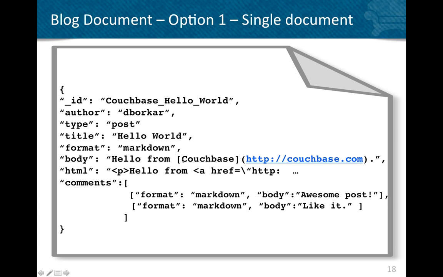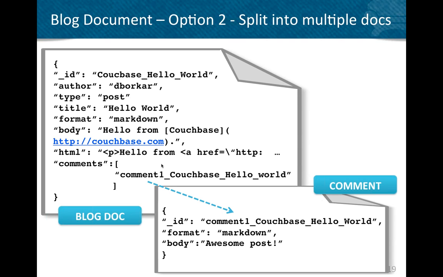Option 1. In option 1, you have all the information stored in the same document. Here you see the typical attributes that you might see in a blog document. You have the type, title, format, and so on. You might have the body as well as the actual HTML information as a part of it. And then you have comments. In this case, comments is an array where each of these comments is a part of this single document. So when you retrieve a blog post, it comes along with all the comments, and you can display it all together. Now, if you have an extremely popular blog, obviously it might not make sense to store all these comments in a single document.